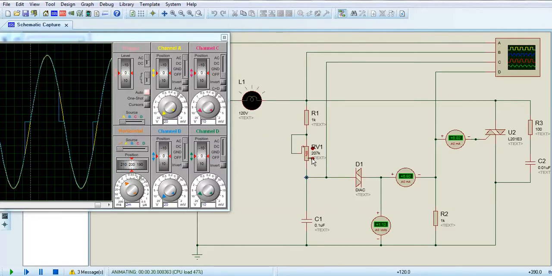Now let's reduce the resistance, and again we will see the light come up. The light intensity is increasing gradually, and the blue signal moves backward because we are reducing the resistance. That means we are reducing the firing angle, so we are using most of the signal on the light, and that is why it is producing more light intensity right now.